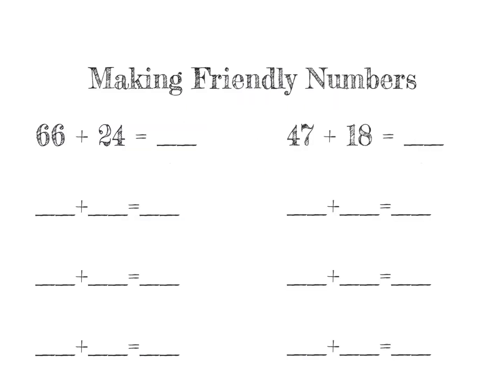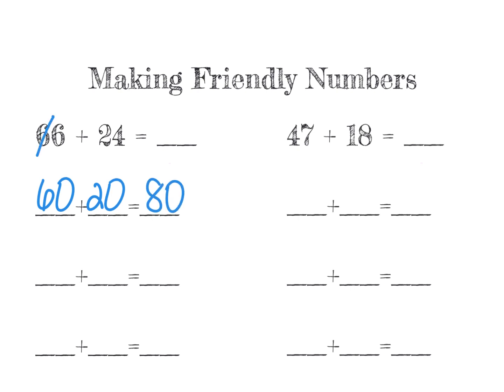Here we're going to be making friendly numbers. We have 66 plus 24. In the number 66, we have 6 tens and 6 ones. In the number 24, we have 2 tens and 4 ones. On our first lines that we need to fill in, we're only going to put the tens place. So here we'll put that we have 6 tens, or 60, and 2 tens, or 20. 60 plus 20 is 80.